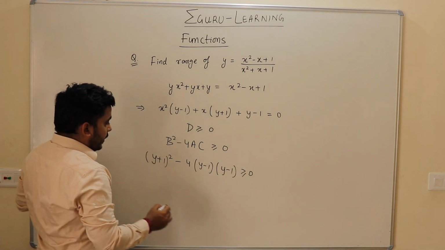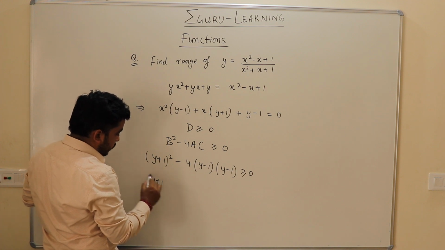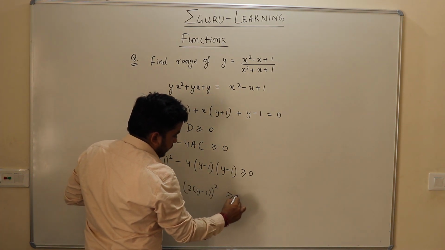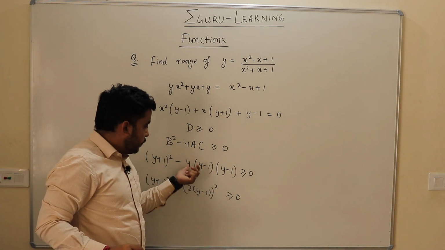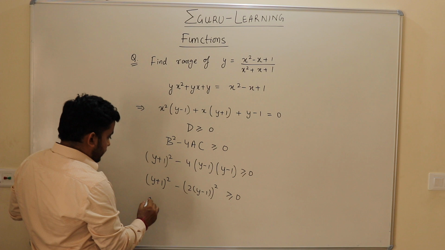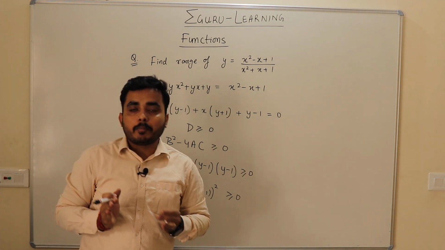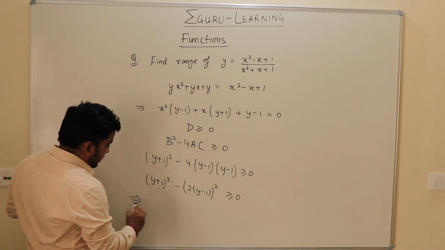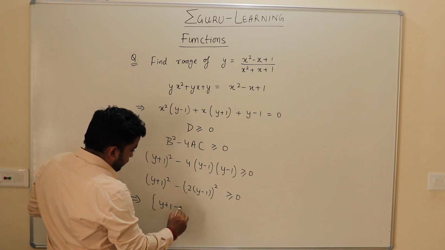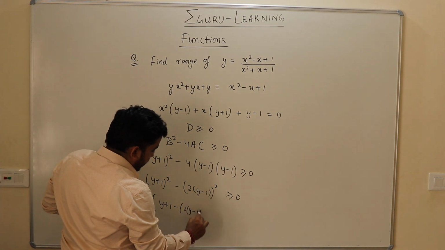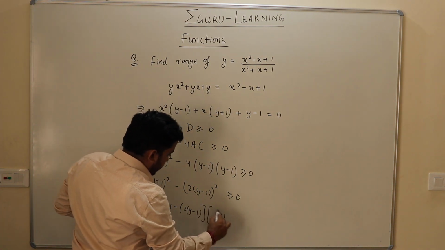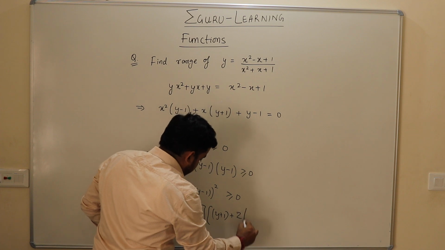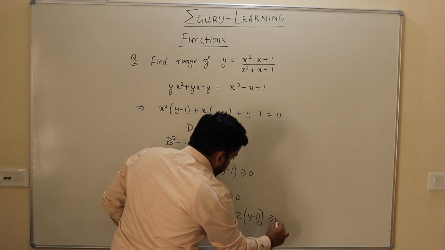Now if we solve this, it becomes (y plus 1) whole square minus 2 times (y minus 1) whole square, because (y minus 1) whole square is multiplied by 4, which is 2 squared. Then we apply the identity a square minus b square equals (a minus b) into (a plus b), and we can further write this as (y plus 1 minus 2 times (y minus 1)) into (y plus 1 plus 2 times (y minus 1)). This should be greater than or equal to 0.